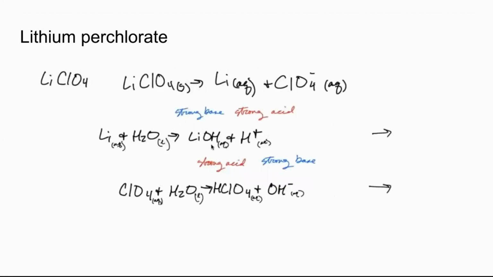And then we can see that the lithium hydroxide is a strong base. The hydrogen is also a strong base. So this solution, once again, will be neutral. The hypochlorous acid is a strong acid, and the hydroxide is a strong base, so this will also be neutral. And salts that form from strong acids and strong bases normally don't hydrolyze, and no reaction occurs between the ions in the water, and therefore the solutions will remain neutral.